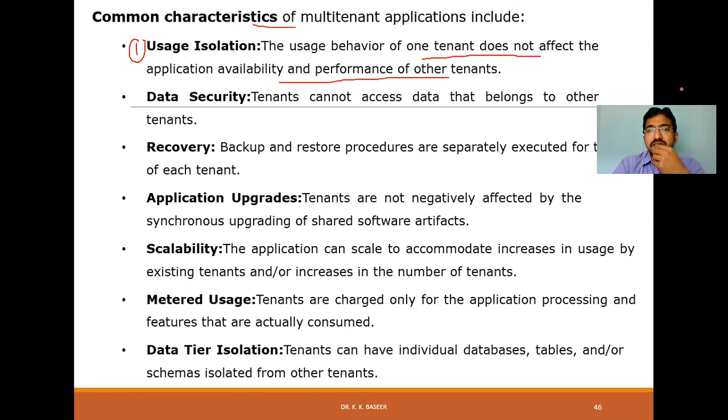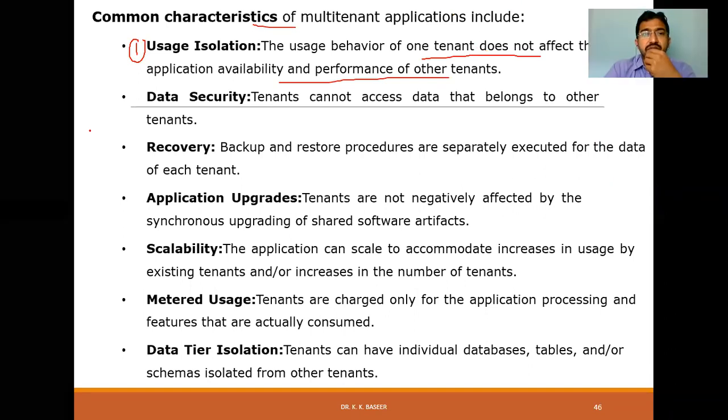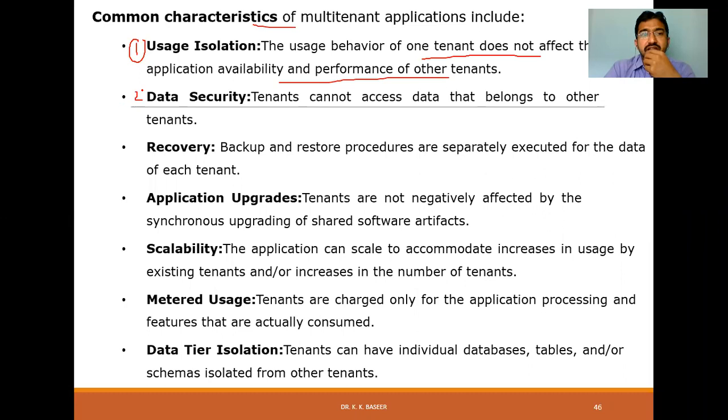The second one is data security. As I said earlier in the previous slides, a tenant can't access the data that belongs to other tenants. Obviously, unless you give the access control to that particular tenant, there is no chance to access that data. Because of that, the data security is higher.